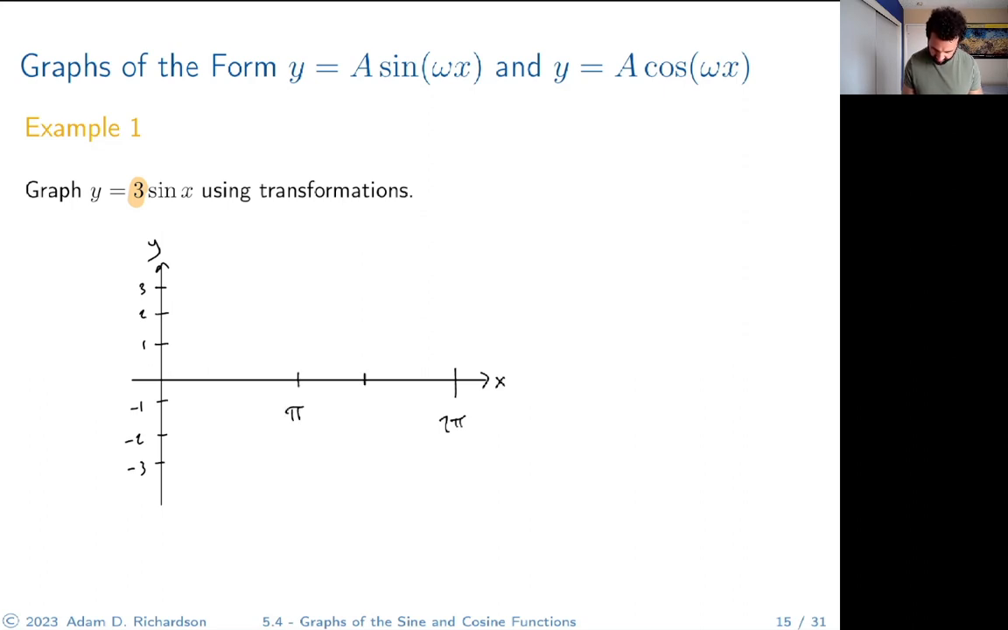Pi is right in the middle. 3 pi over 2 is there. And pi over 2 is there. So we took the full period length and divided it into 4 pieces, which we're going to do again in a minute. Now, normally the sine curve would look like this.